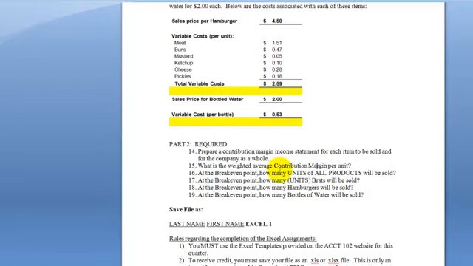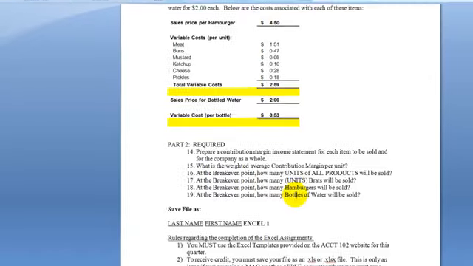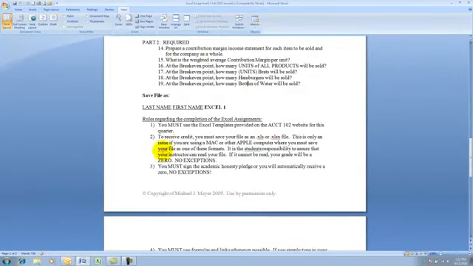At the break-even point, you'll figure out how many units of all products will be sold. Then at the break-even point, how many units of brats, how many units of hamburgers, and how many bottles of water will be sold. Don't forget about your rules.